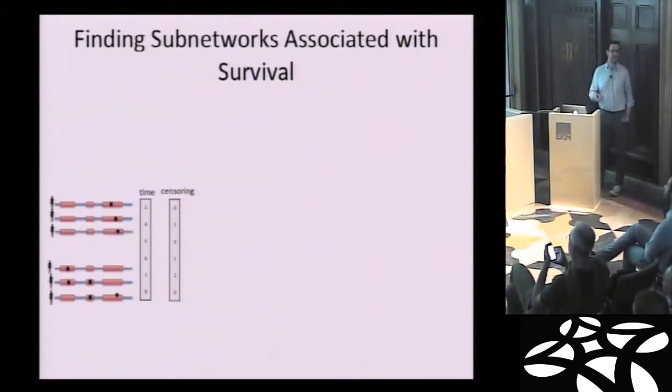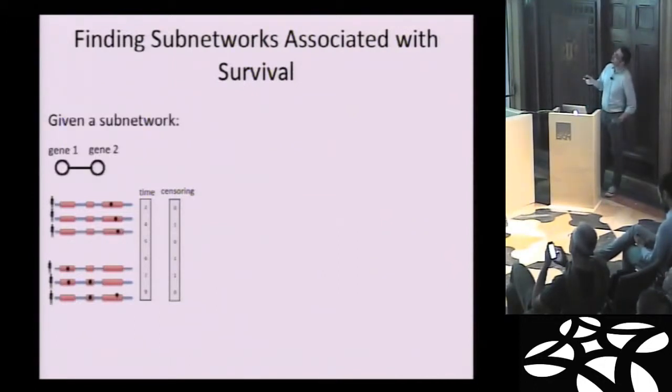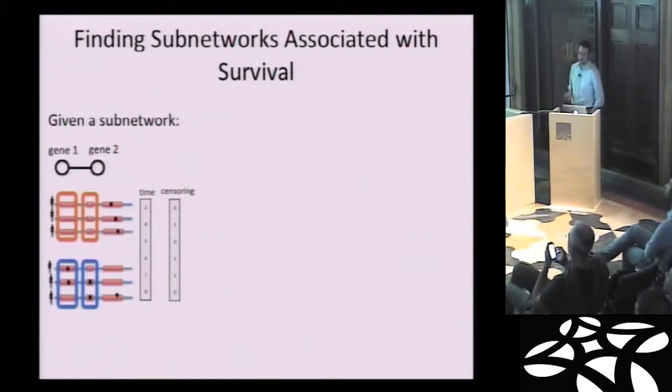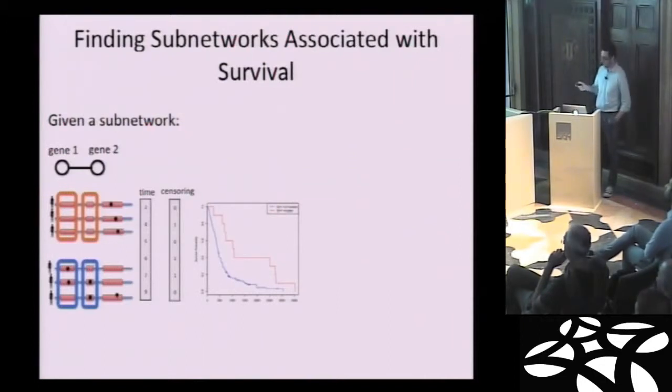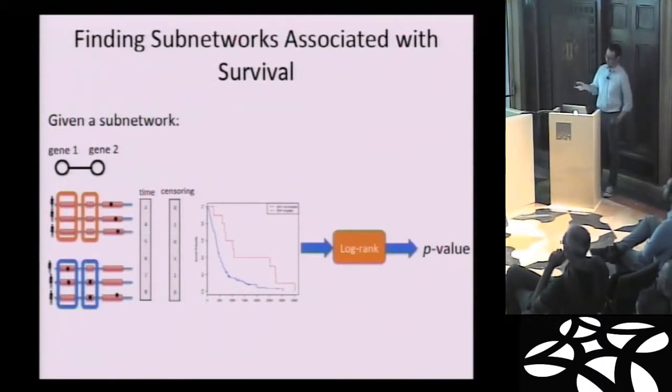Okay, so how do we proceed? Well, first we need to define what it means for a subnetwork to be associated with survival, and this can be done quite easily. Let's say that for a given subnetwork, we have a simple subnetwork with two genes, the first gene and the second one. Now, we can split the patients into two groups: the patients that have at least one mutation in the two genes, and the patients that have no mutation in the two genes. So we're taking essentially just the OR of the two group labels defined for the two genes. And now we can infer the survival distribution for these two populations and use the log-rank test to obtain a p-value for this subnetwork.